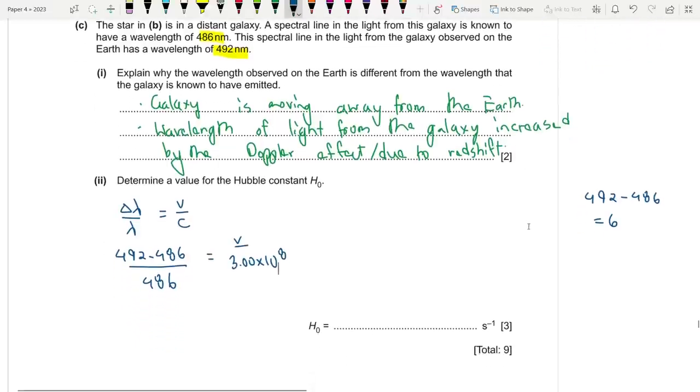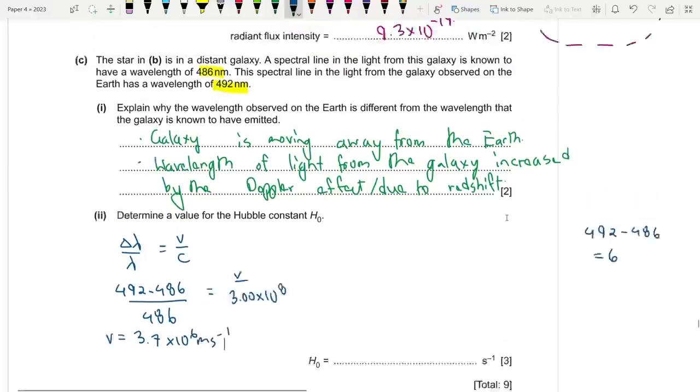So if you do solve this, what do you get? 492 minus 486 by 486 into 3 into 10 to the power 8. So we actually end up with v equal to 3.7 into 10 to the power 6 meter per second.